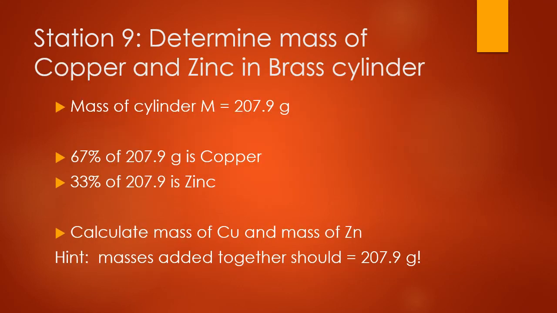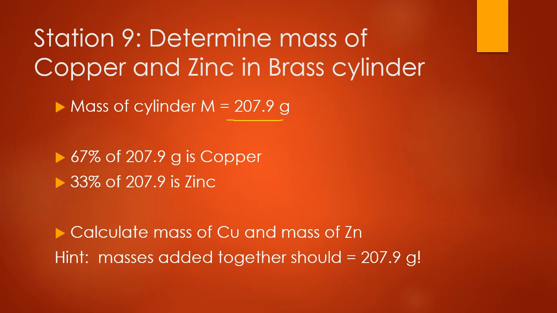Last station, station 9: determine the mass of copper and zinc in a brass cylinder. So I took the mass of a cylinder, I don't have it pictured here. It is 207.9 grams. You're going to use that cylinder, which is made of brass. Now, brass is an alloy. What an alloy means is it's made up of two different metals combined. And the metals that it's made up of are copper and zinc.